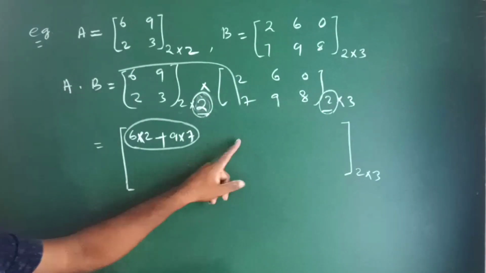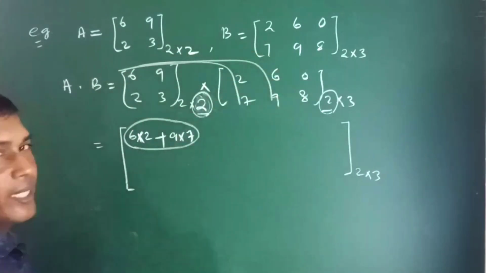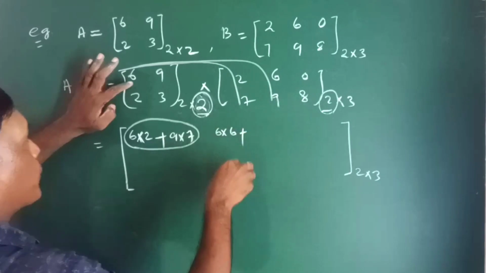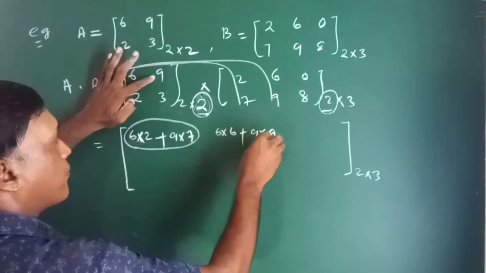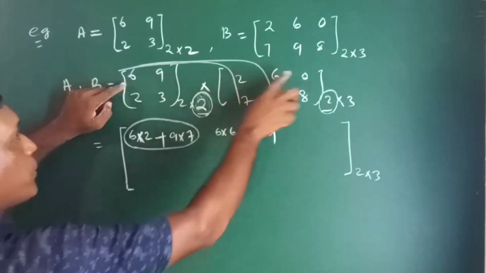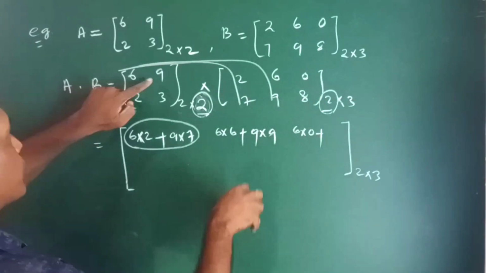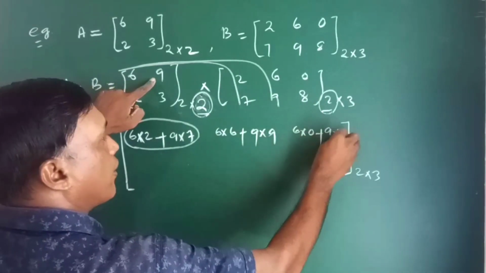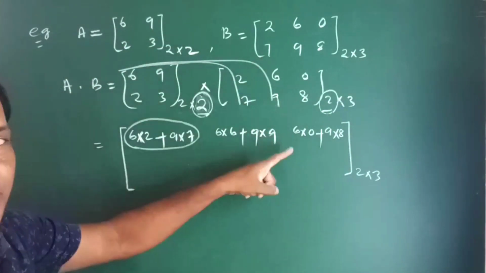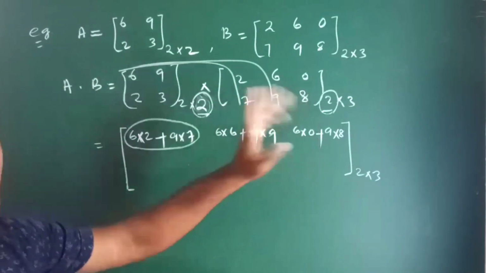Similarly, the second element, first row into second column. You have to multiply first row with second column. How? 6 into 6 plus 9 into 9. Then first row with third column. So first row with third column is 6 into 0 plus 9 into 8. Now first row is multiplied with all columns. As first row was multiplied, all the elements are written in the first row.